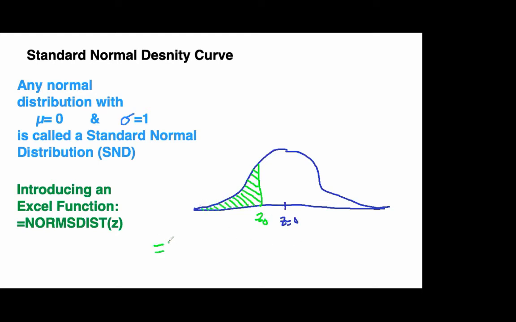Mathematically, we would write it this way. It is the probability of obtaining a z-score that is less than or equal to our value of interest, z sub 0. In our mathematical notation, we'll use a capital Z to refer to the random variable, and we'll refer to the value of interest as z sub 0. So z sub 0 is what we would enter into this Excel function.